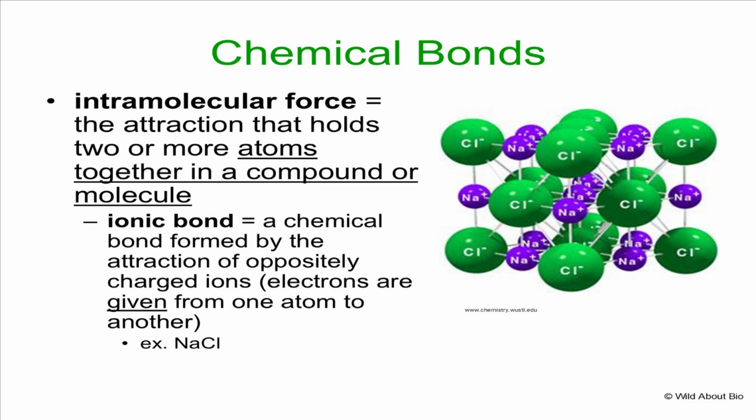How do atoms stick together to make compounds? With bonds. The first type is an ionic bond. This happens when one atom gives an electron to another, and they stick together because opposites attract. Like sodium and chlorine forming table salt, NaCl. One gives, the other takes, and they become besties with benefits, chemical benefits.